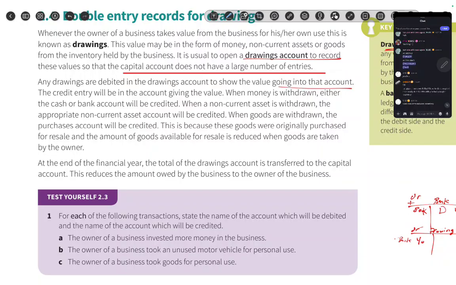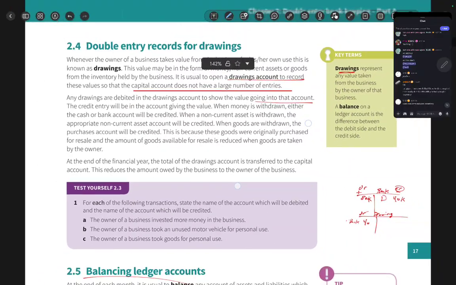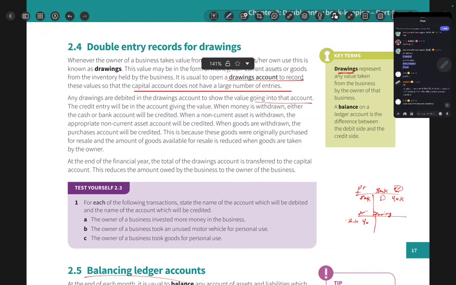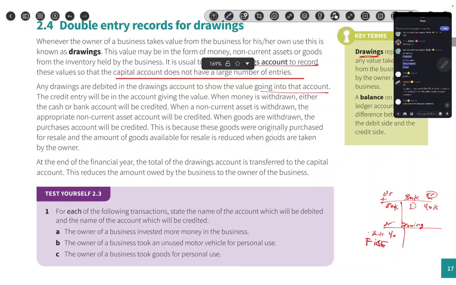When money is withdrawn, either the cash or bank account will be credited. When a non-current asset is withdrawn, the appropriate non-current asset account will be credited. So let's just say that in my business office, I like the furniture, and I'm like, yeah, I'm taking this home. So I'm going to have to credit my fixtures and equipment account and debit my drawings account with fixtures and equipment. Let's just write it like that. Okay, does that make sense?